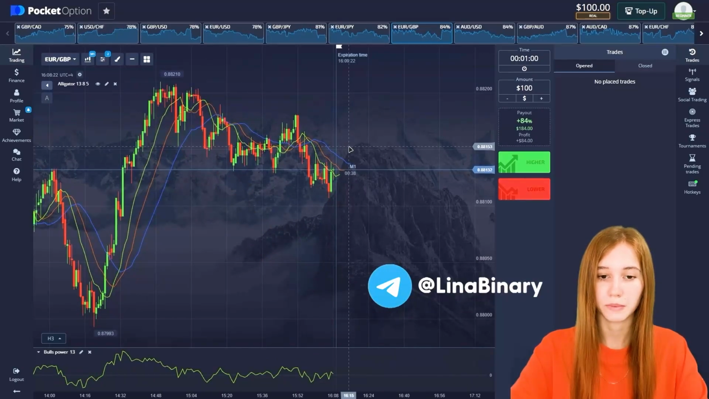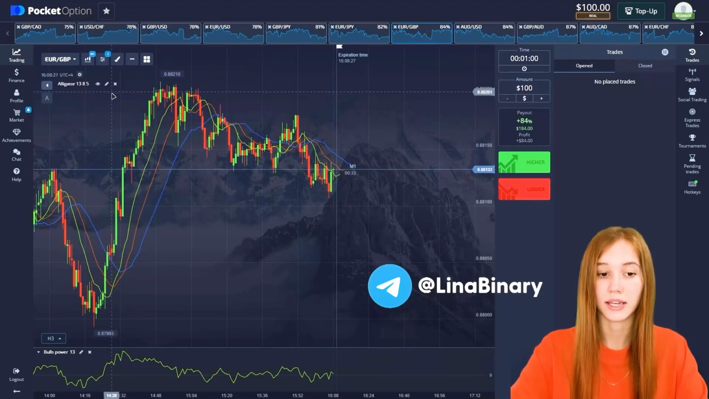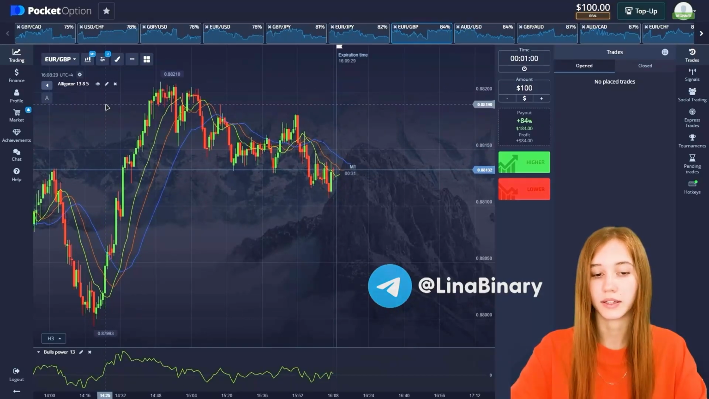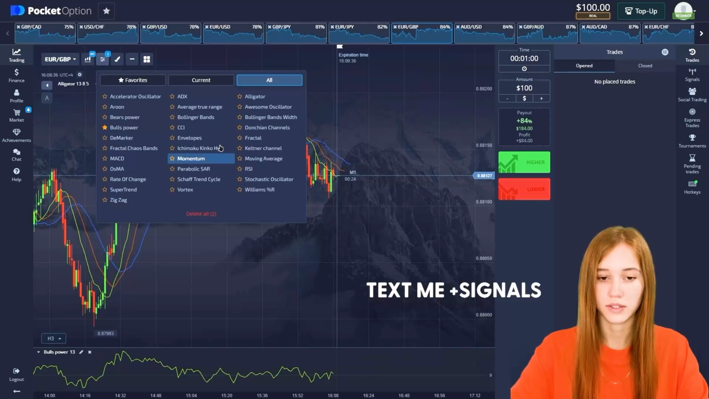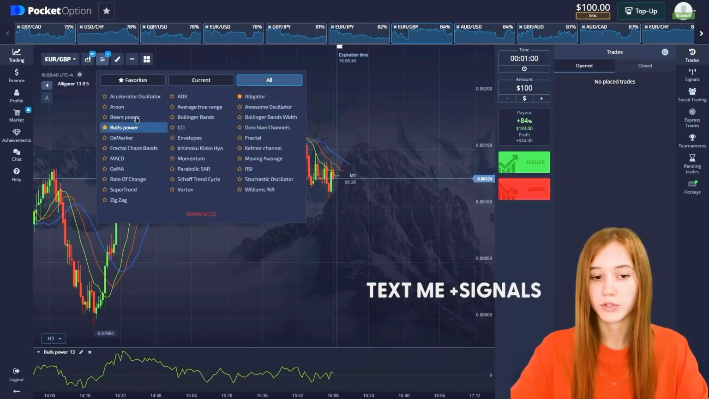Today we will use two indicators, pulse power and alligator. Here you can find these indicators and turn them on. We trade on Pocket Option.